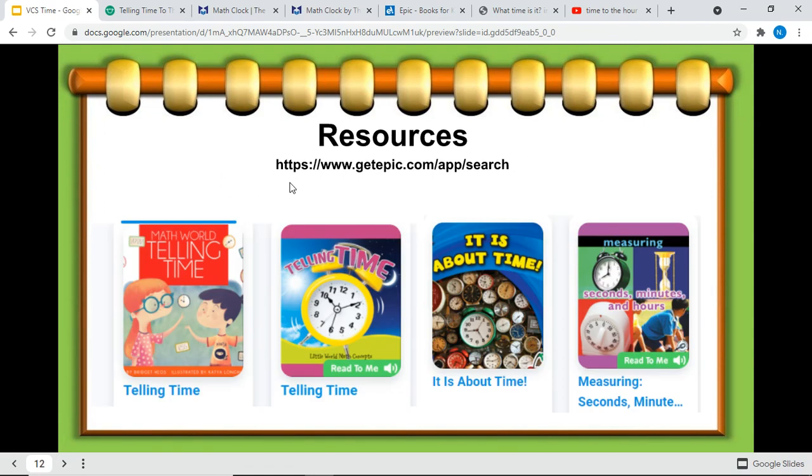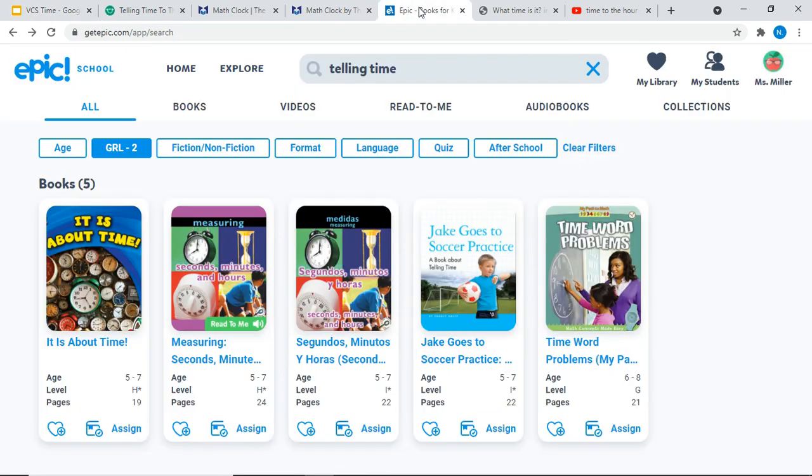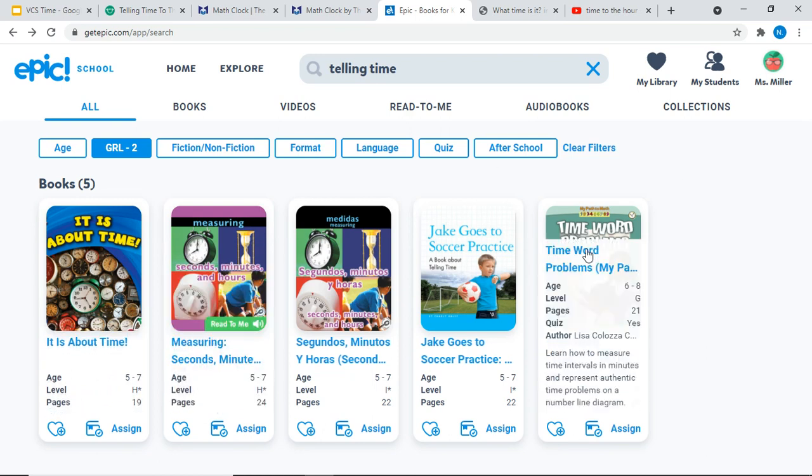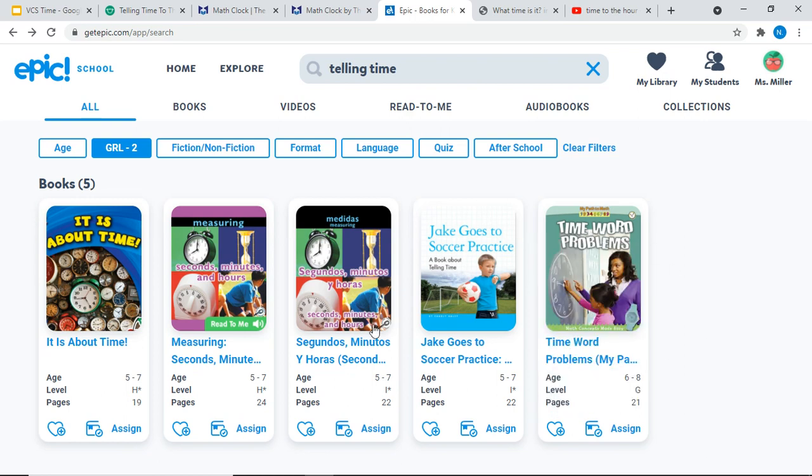You can also use read alouds from getepic.com. And here I've searched telling time. You can go through the age, grade level, fiction and nonfiction, format, or language. And you have many books about telling time, measuring time word problems. So again, you would go by what you're looking for and what you want to discuss with the students.